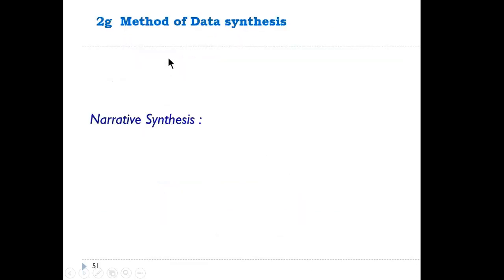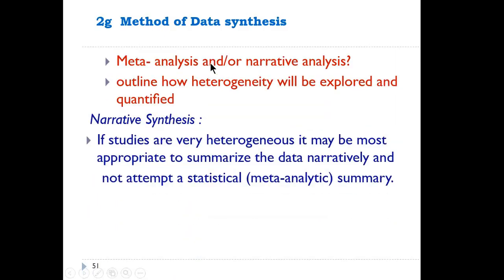Now we come to the method of data synthesis. As I said, data synthesis can be done either by meta-analysis or narrative analysis. Normally, if the studies that you have at the end are homogeneous, and all those articles have statistical data, then you can do a meta-analysis. But if those articles are very heterogeneous, quite different from each other, then you cannot do a meta-analysis. When it is heterogeneous, normally meta-analysis is not done. Then you'll have to do a narrative synthesis.